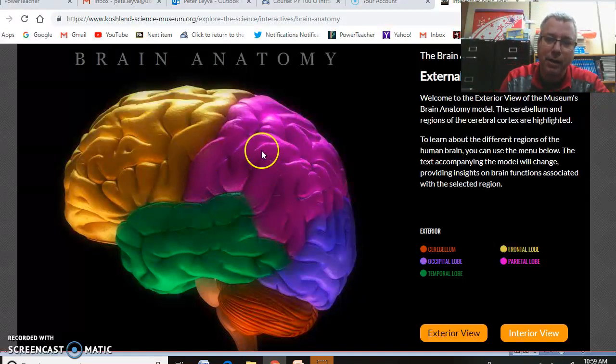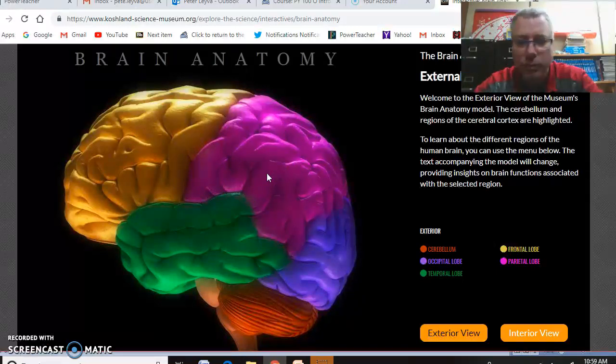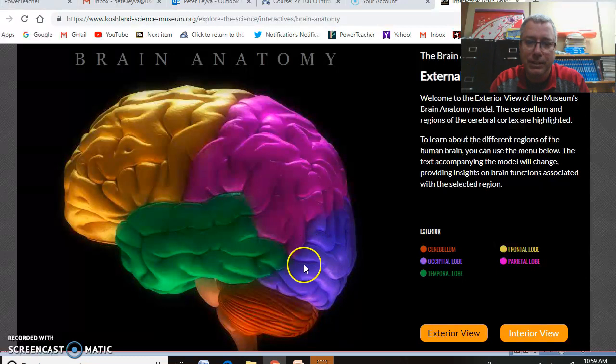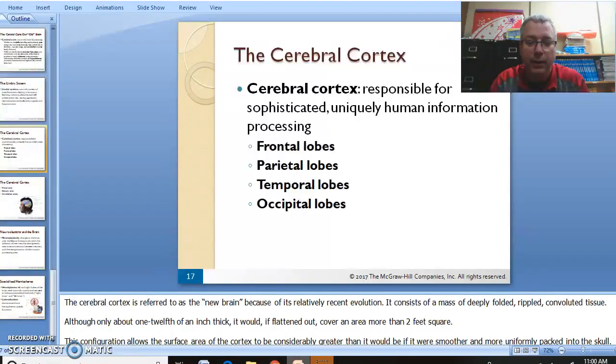Then you have your parietal lobe right here: spatial reasoning, touch, pain. And then you have your occipital lobe right here, which is for vision. We like to think vision occurs with our eyes, but it does not. Your eyes are tools used by your brain to see. Back here is where vision happens. This is where you see images. And then your temporal lobes are for storing memories and for hearing.